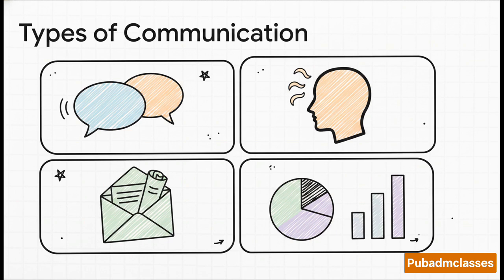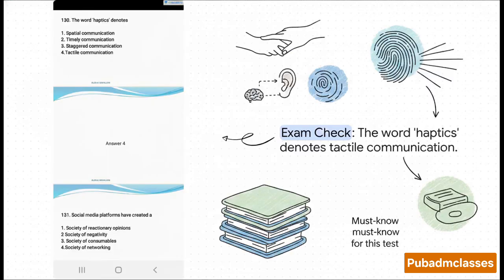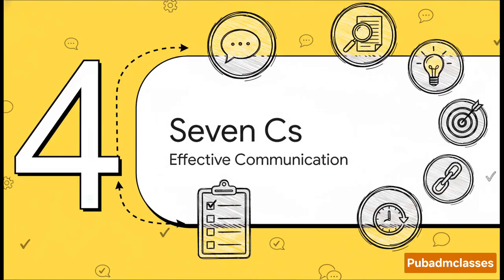Pretty straightforward, right? And this brilliantly illustrates how it shows up on the test. Look at this question. In verbal communication, words act as... The answer is symbols. It proves a core concept. Verbal communication relies entirely on words functioning as symbolic stand-ins for actual ideas or objects. Here's another great one, focusing on nonverbal cues. The exam asks what the word haptics denotes. The answer? Tactile communication. The UGC NET loves its academic jargon, so knowing that haptics means touch is an absolute must-know for sure. Let's step into Section 4, the 7 C's of communication.